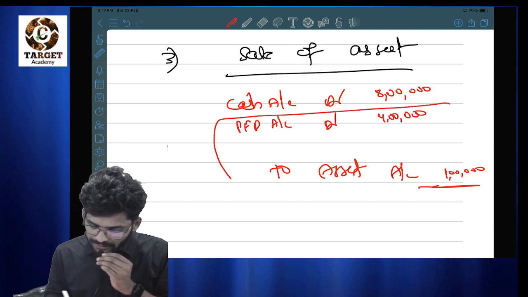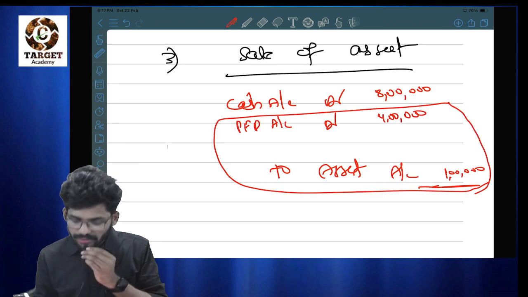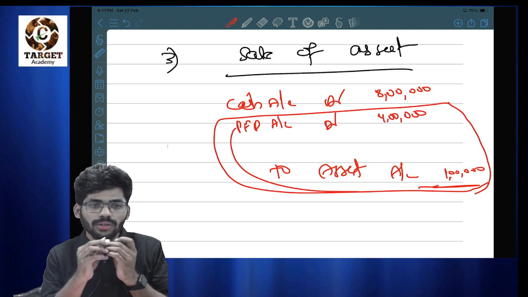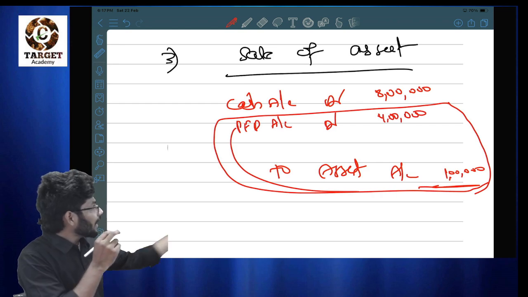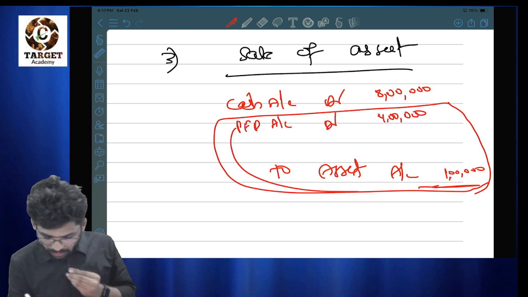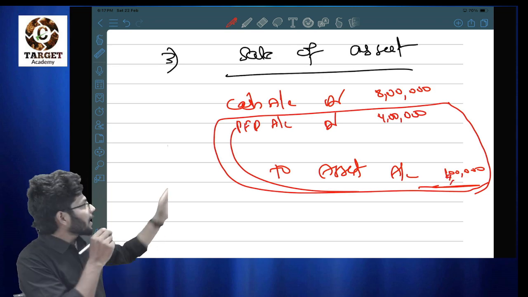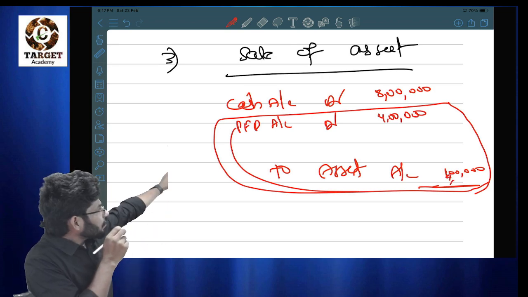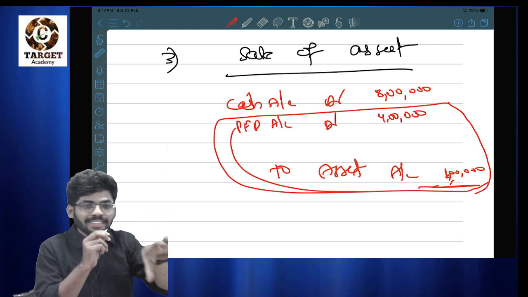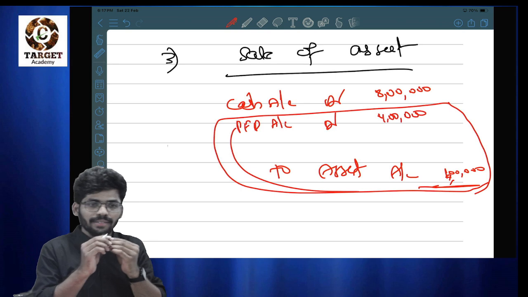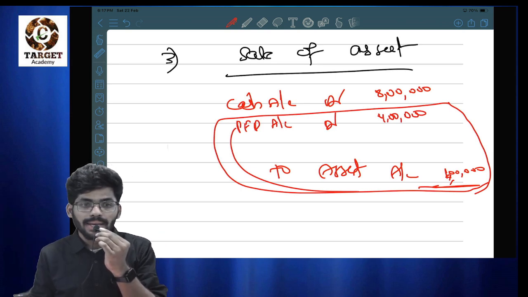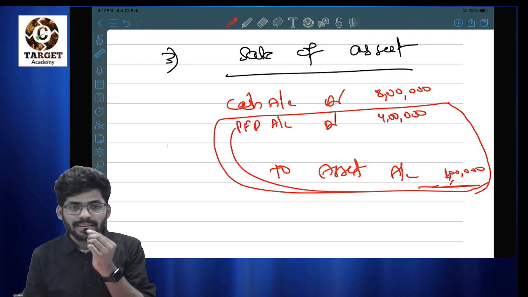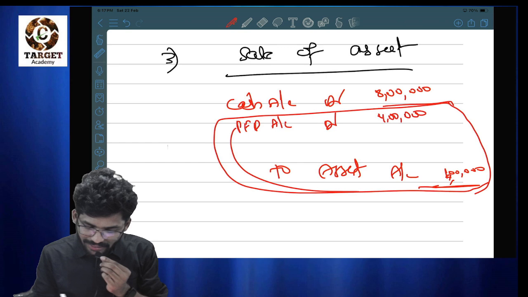Which means 10 lakhs is the original cost, 4 lakhs is the depreciation. What is the net amount? 6 lakhs is the asset value. Correct or not? Asset 10 lakhs credit, provision for depreciation 4 lakhs debit, which means 6 lakhs credit balance in the asset. Nothing but we are selling the asset of rupees 6 lakhs only. Net amount is 6 lakhs. Correct or not? Net amount of the asset is 6 lakhs only.